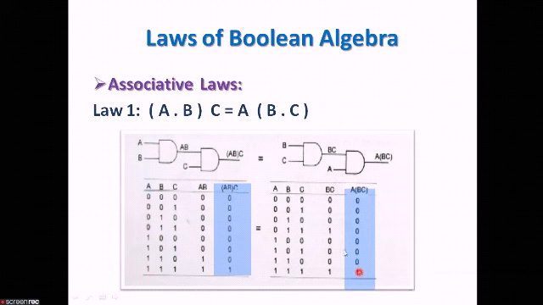So what we can say, that this law is proved, that is A and B ANDed with C is equal to A ANDed with B and C. So this is proved.